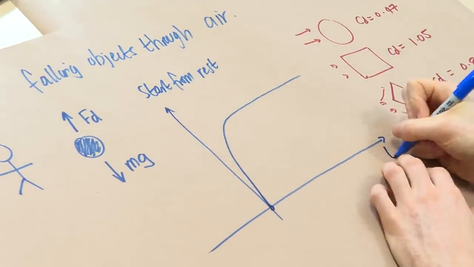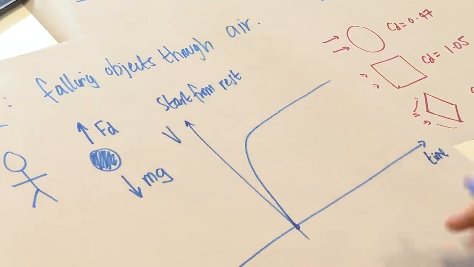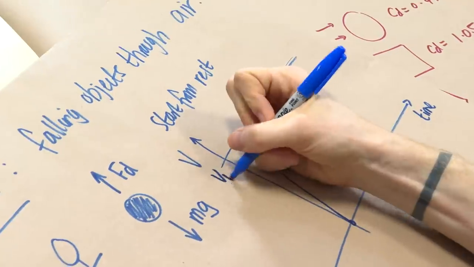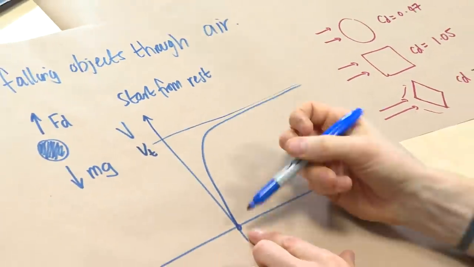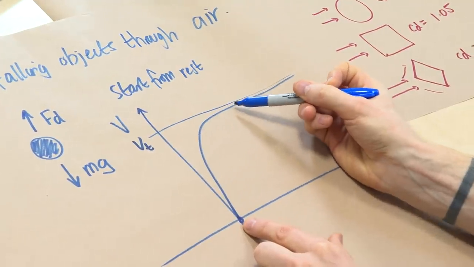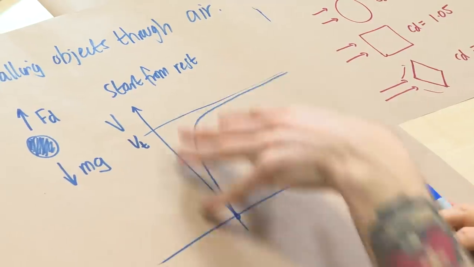Your velocity in general looks something like this. This is time, and this is going to be V for velocity. And then you can see here, this would be your terminal velocity, your maximum V_T. So what you see is you increase faster and faster, and then you slow down, slow down, slow down, and you never get there. This is the shape that you get, and you can solve the equations and get this exact shape.